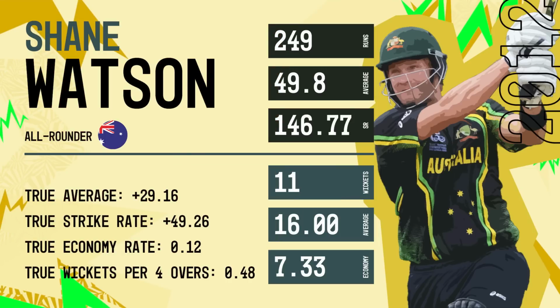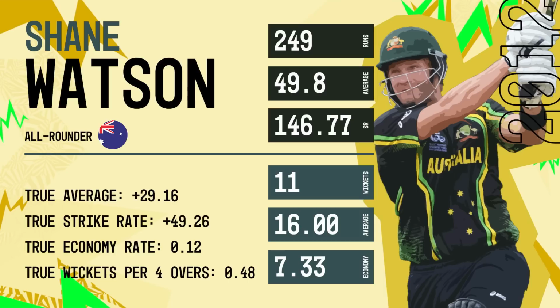Now let's get on to our MVP, because it's not Stephen Finn, it's Shane Watson. As a reminder, he scored 249 runs with a true average of 29 and a true strike rate of 49. With the ball, he took 11 wickets at a true economy of about par and true wickets of 0.48. The superfecta. He was positive in every different part of the game.